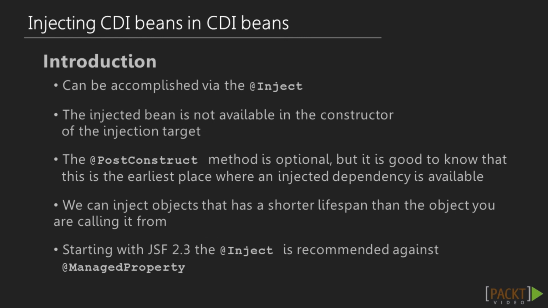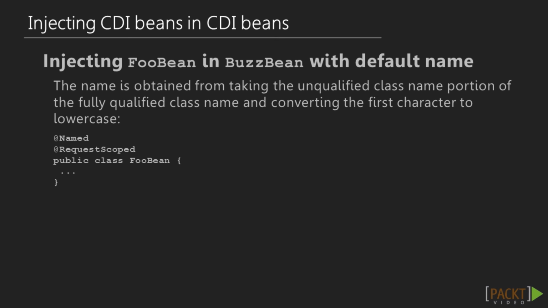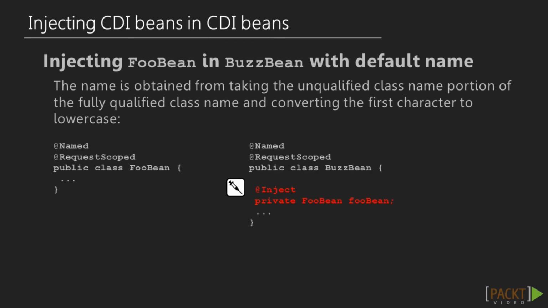Finally, let's point out again that starting with JSF 2.3, the CDI managed beans are strongly recommended, while the JSF managed beans will be deprecated. Now let's use the inject annotation in a few examples. Let's suppose that we have a CDI managed bean named fooBean and that we want to have access to these bean properties from another bean named buzzBean. For this, we can use the inject annotation as shown in the following highlighted code.